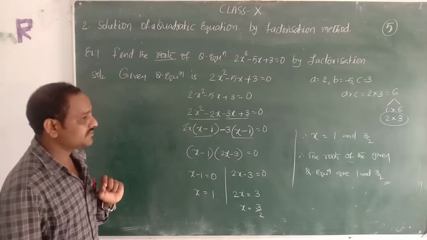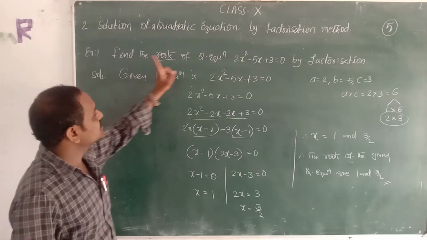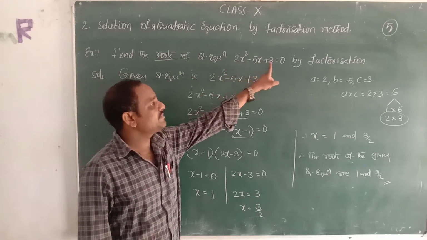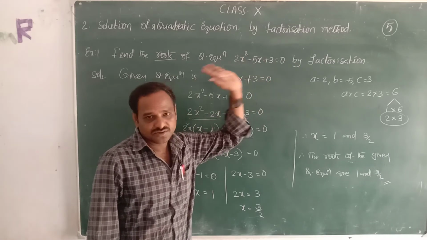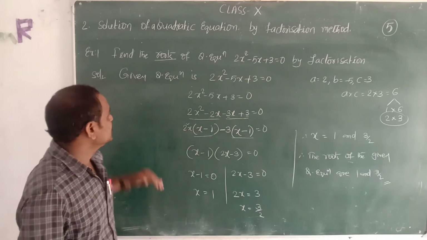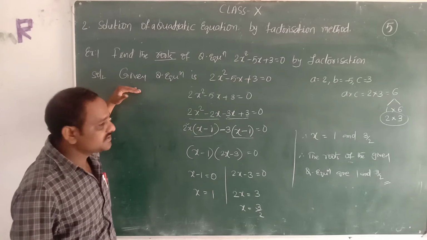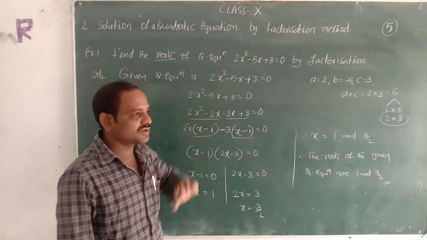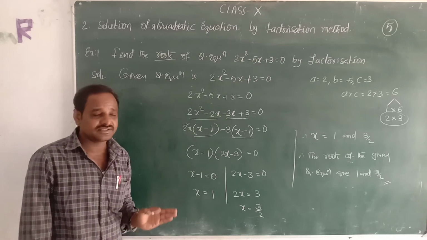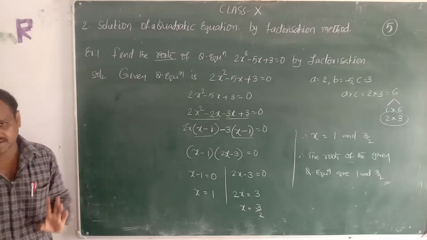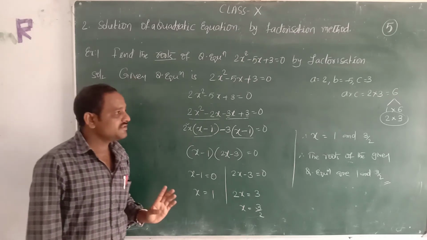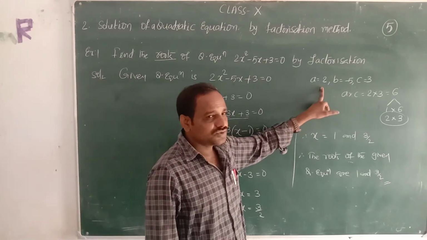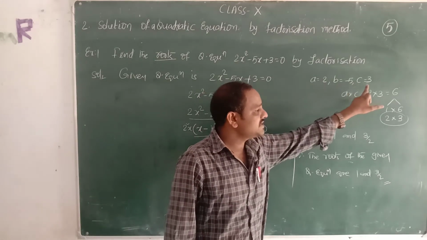So listen carefully. Find the roots of the quadratic equation 2x square minus 5x plus 3 equal to 0 by using the factorization method. So here the given quadratic equation is what? 2x square minus 5x plus 3 equal to 0. Compare the given quadratic equation with the general form of a quadratic equation. Then we will get a equal to 2, b equal to minus 5 and c equal to 3.